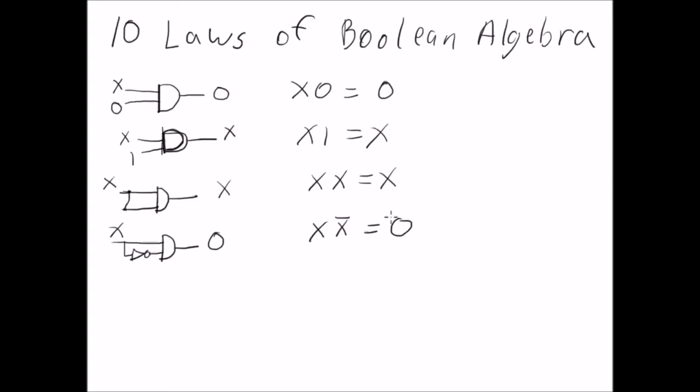And again, I hope these really make sense. This says if X is a 1, then not X would have to be a 0. In other words, one of these inputs is going to be a 0, so I'm going to get a 0 out of there. All right, stay tuned for the OR laws.